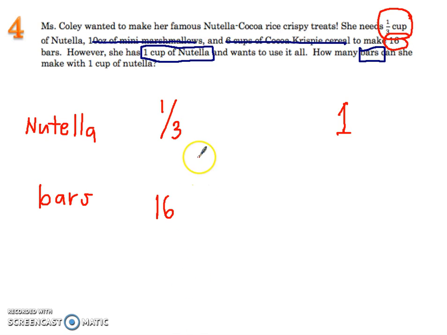right? And many of you are saying, oh, I see exactly what I need to do. So I need to figure out this missing part here. How many bars can she make? Well, we're going to multiply by the multiplicative inverse, or the reciprocal, right? The reciprocal of 1/3 is 3, and I'm going to do the same here on the bottom. And so 16 times 3 would give us a total of 48 bars.